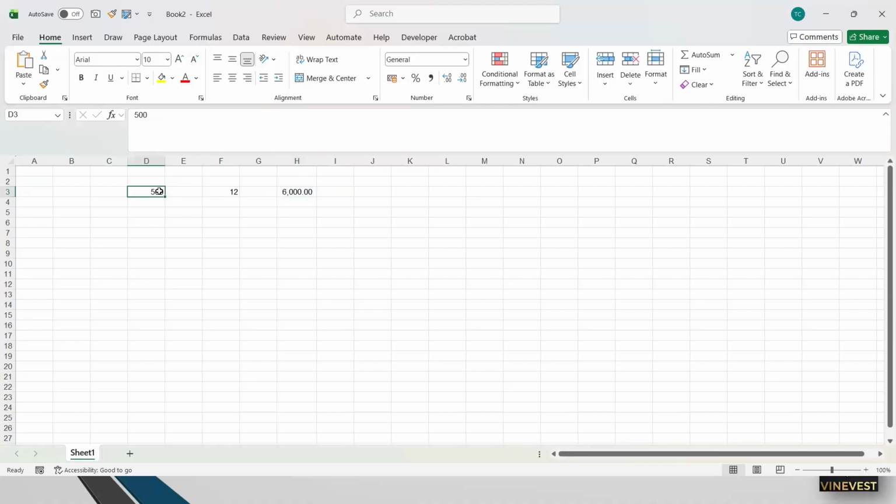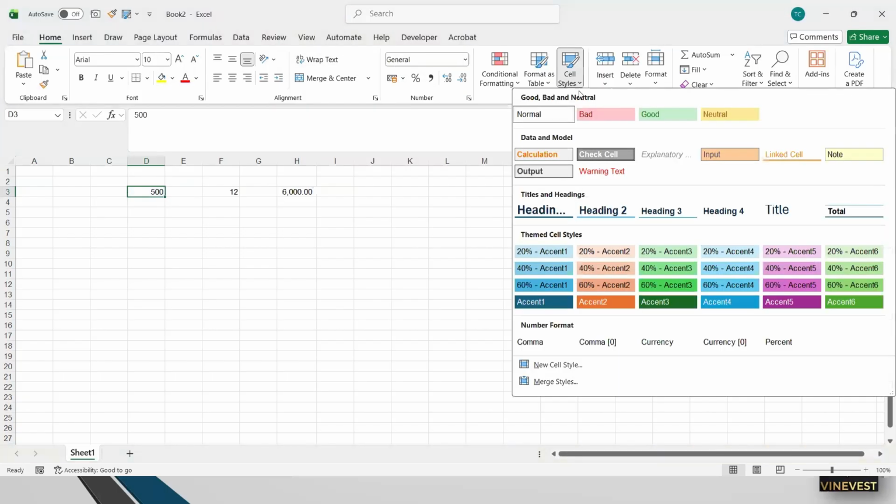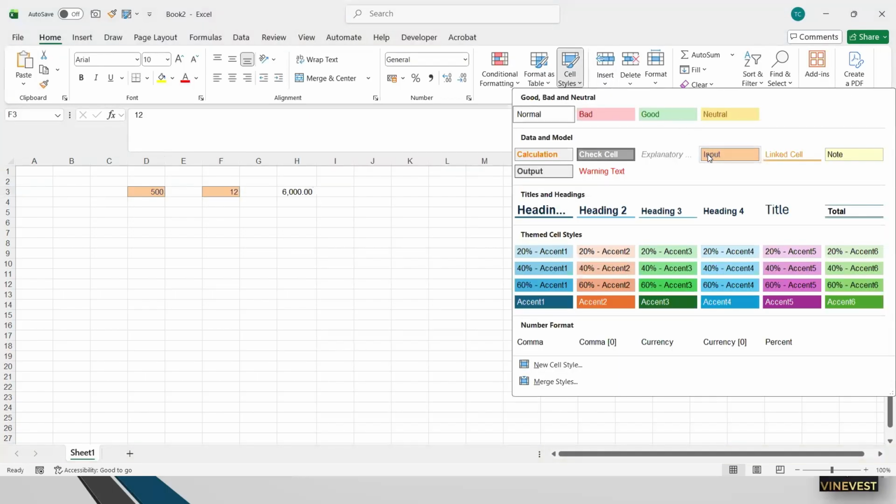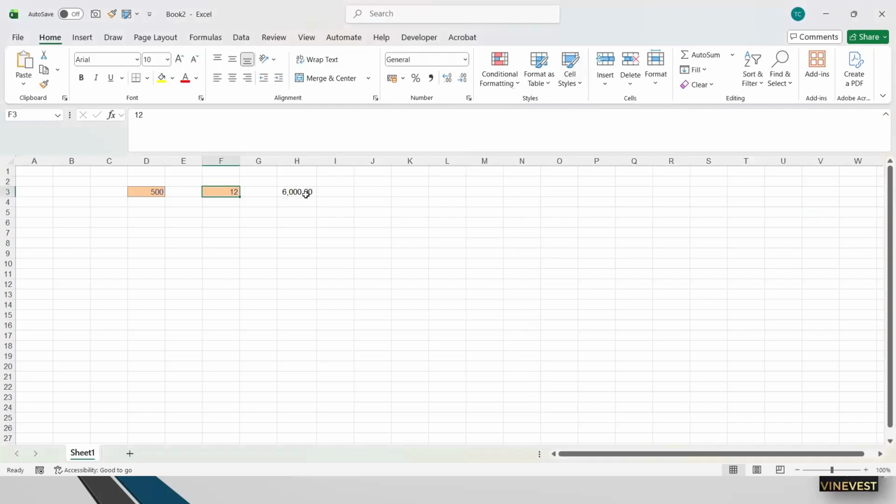So, for example, look at these things. I had to type this, right? I had to type this. I can use a cell style here. Don't worry, I'll show us a shortcut for this. This is an input, right? I also had to type this, right? I can press F4 for that, but this is a formula, right?